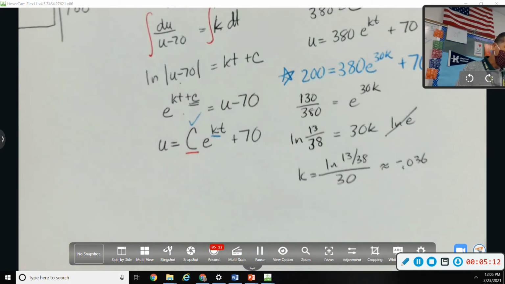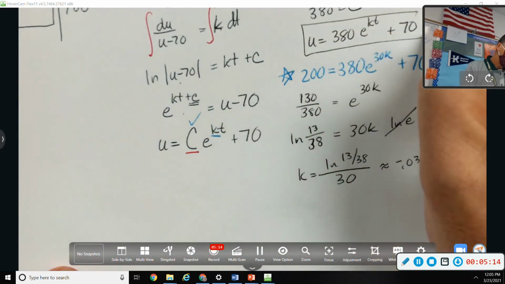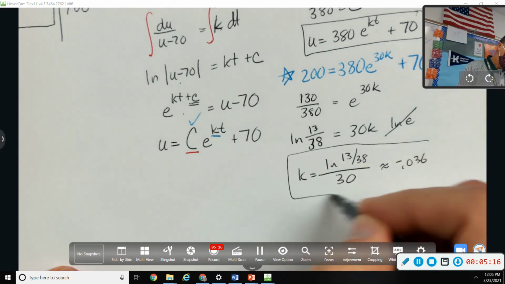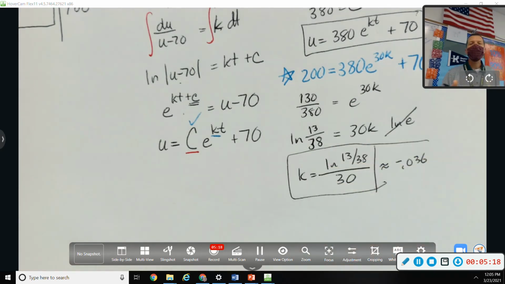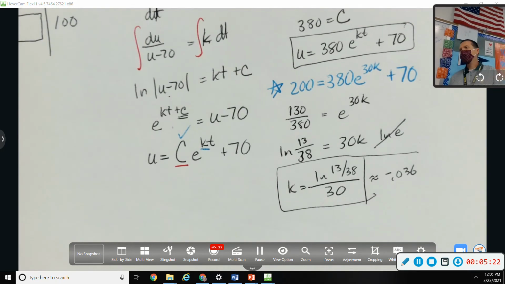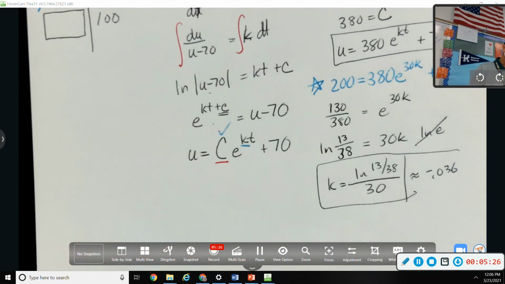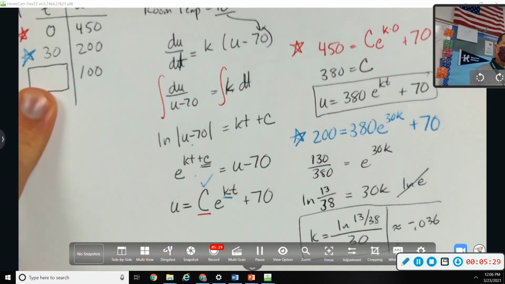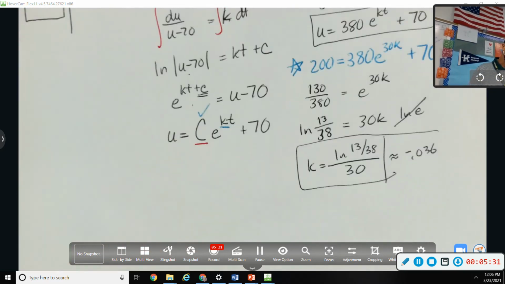And now we've got, we would say the problem is defined. Like we know everything there is to know. Like we're ready to work anything they want us to find. Now it's just an algebra problem. It's not a calculus issue anymore. So back to the question. If the temperature is 100, when did it get there?